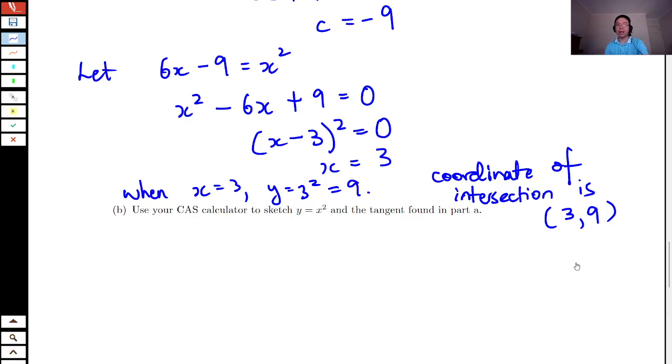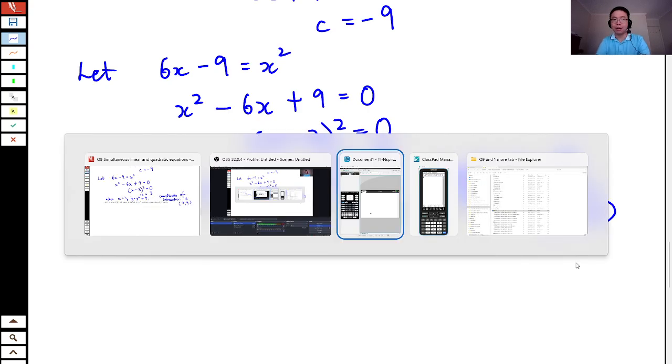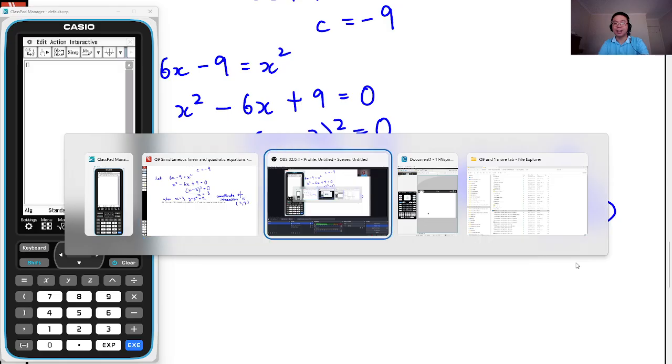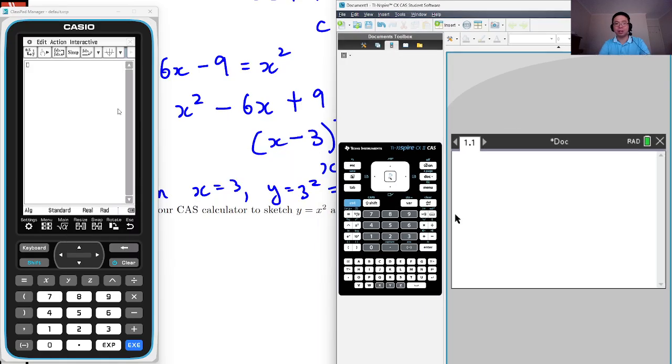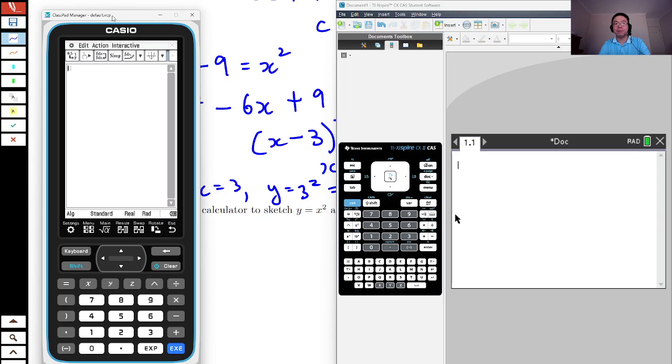Let's graph x squared and 6x minus 9. Now, because there are two calculators, I need to show you both. So I'm going to start with the ClassPad. You can actually get to the graphing window by pressing this button here, that parabola there. Now, a graphing window has turned up, but there's no way for me to type in the equations. What I need to do is press this first button here, which has y1 and y2.